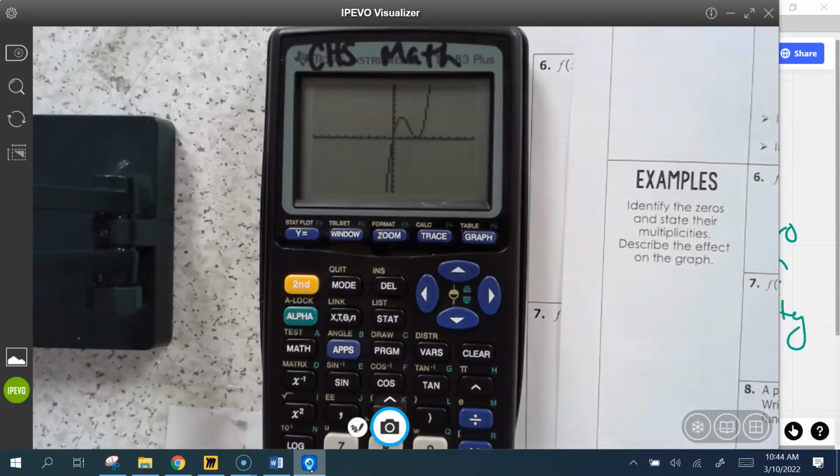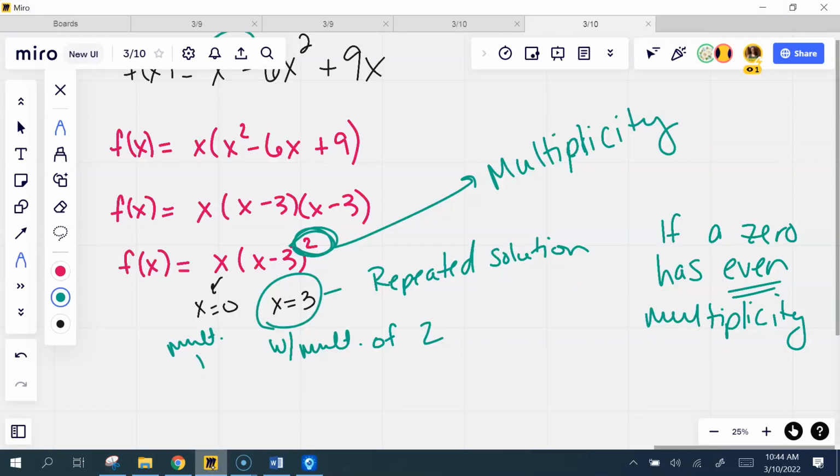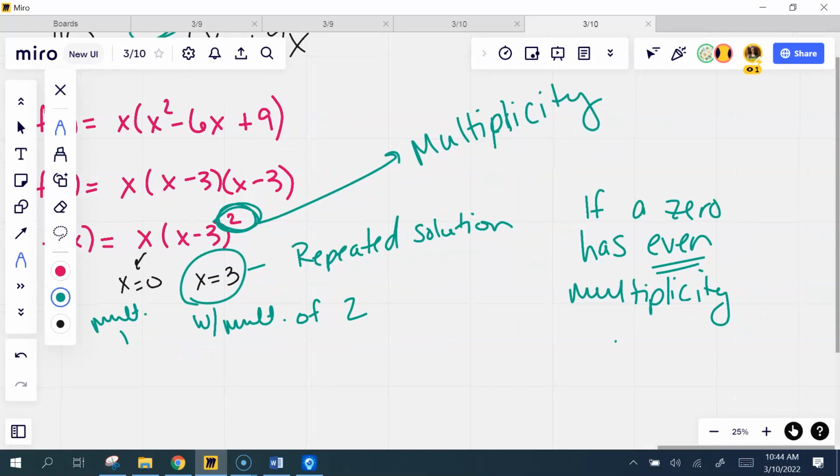Touch and go. That's exactly right. That's a good way to say it. I like it. Mathematically, we say it bounces. But I like touch and go. It bounces. The vertex sits on the axis, okay? Anytime you have even multiplicity, it means that the graph bounces off or touches the axis and goes. It doesn't go straight through.